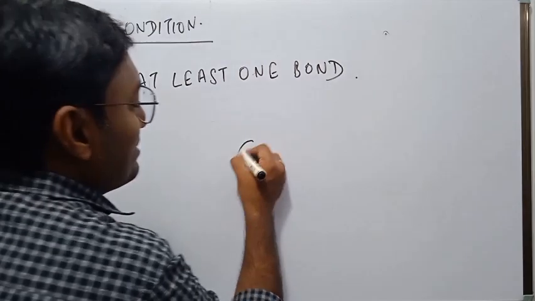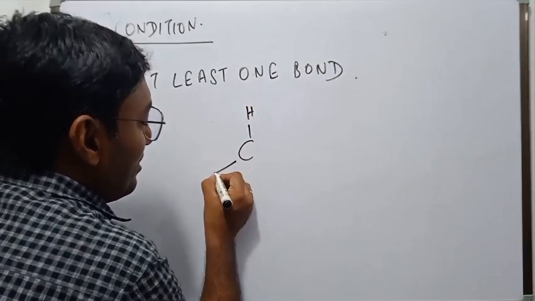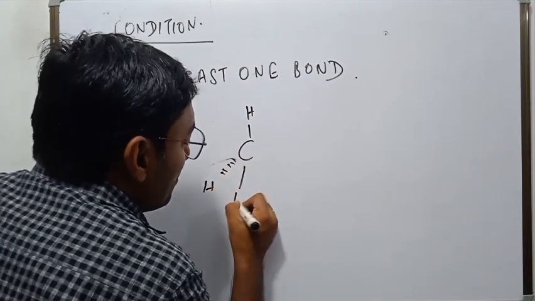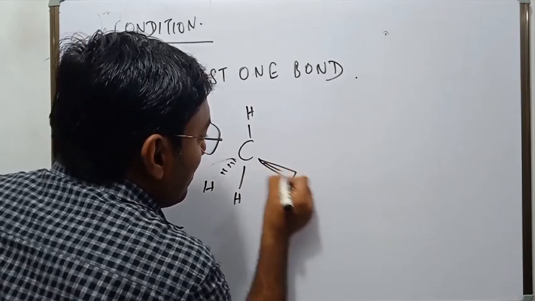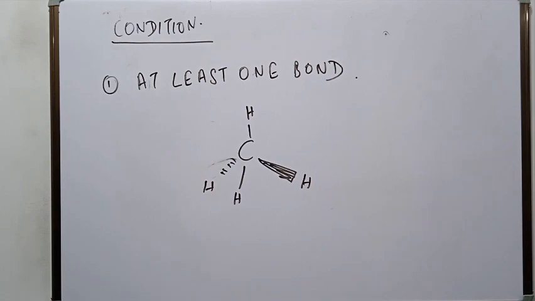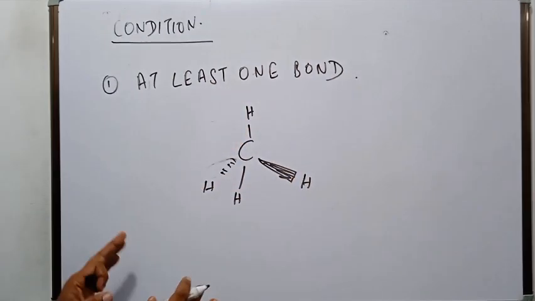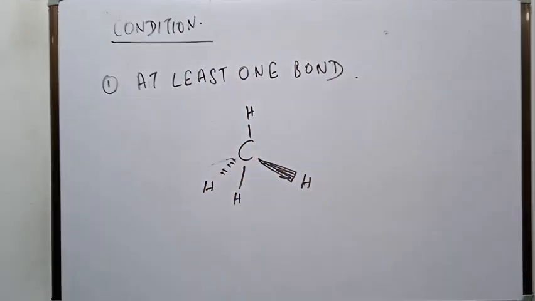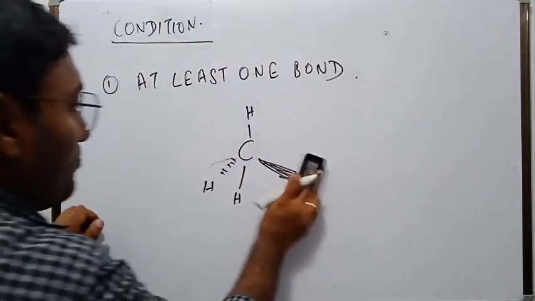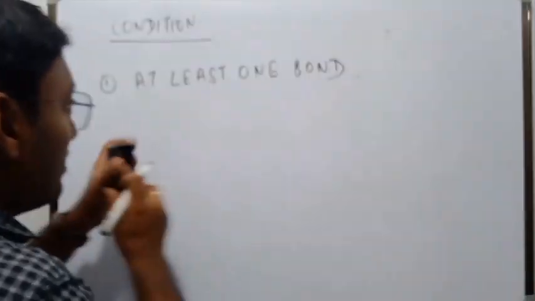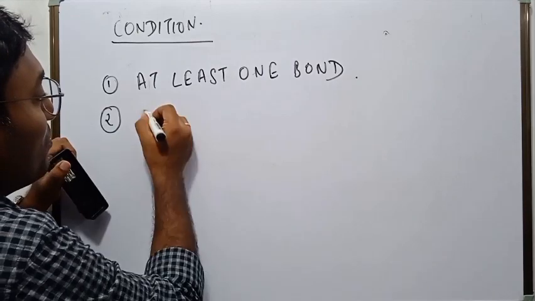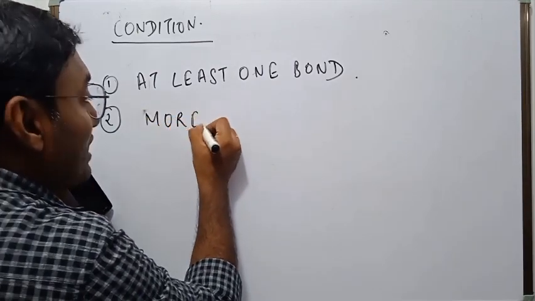Look at the methane molecule. Is it polar? Not at all. No doubt, it is non-polar. This methane is non-polar because not even one of its bonds is polar. So there can be one or more than one polar bond.